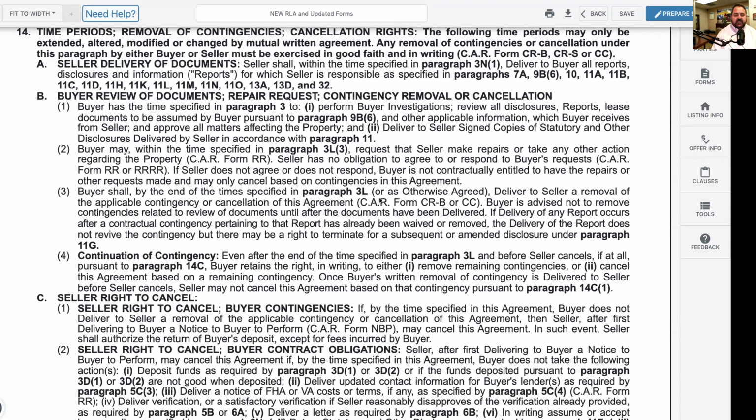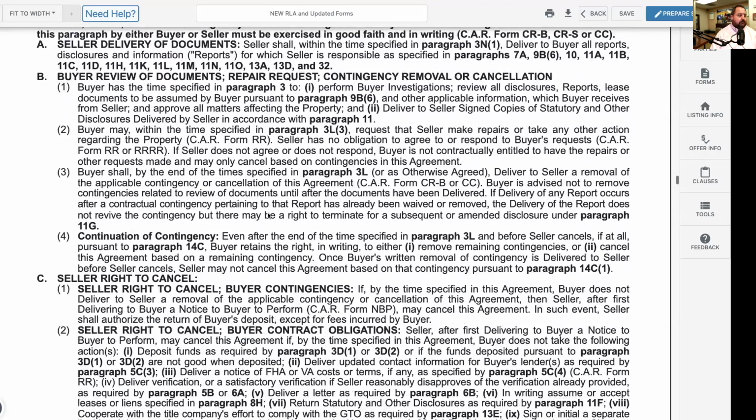So if I have a 17-day contingency, seller gives me all the documents on day 7 like they're supposed to, I have to remove my contingency on day 17. If the seller for some reason weren't to give me all of those documents until day 15, right, then I'd get 5 days after the delivery before I'm required to remove my contingency instead of my actual contingency period. So just understand how the time periods work and why it's important for the seller to deliver their items on time, okay?